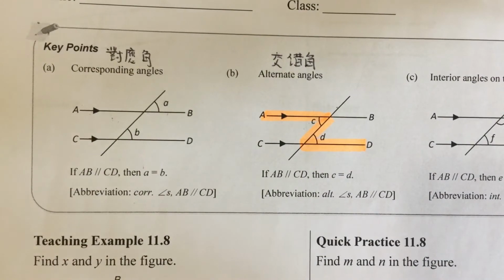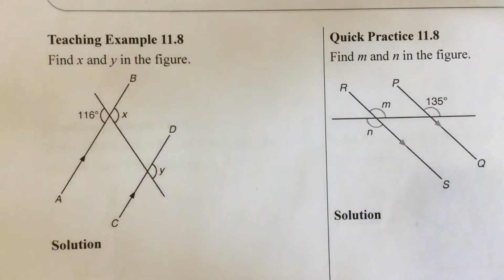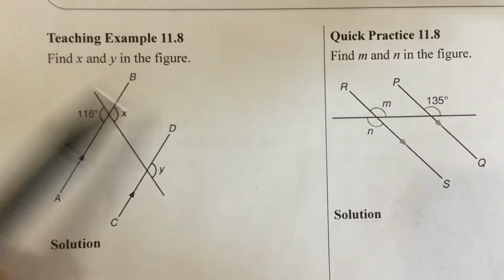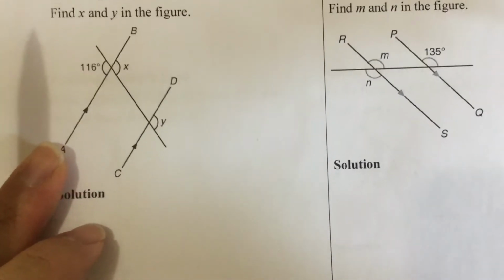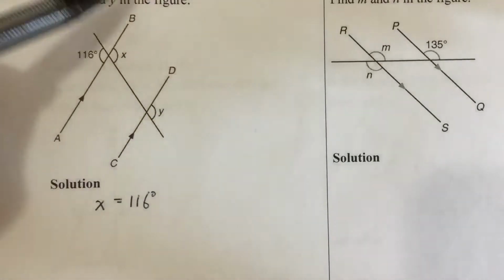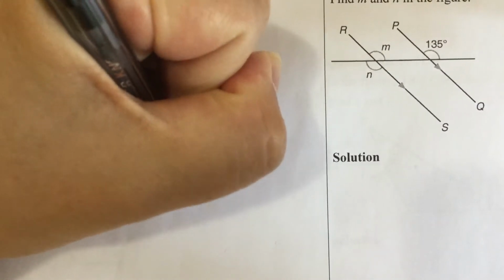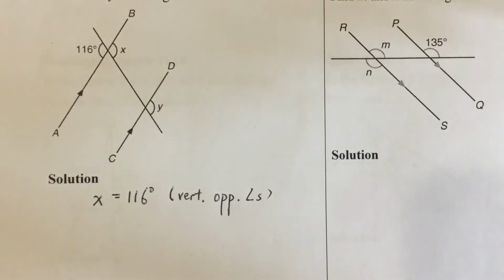So what can we use in the questions? We will use this in the teaching example and practice one by one. First of all, let's go to teaching example 11.8. We are going to find X and Y in the figure. The value of X is 116 degrees, because this is just a cross and these two are straight lines, so we can say these are vertically opposite angles. So these two are equal immediately.